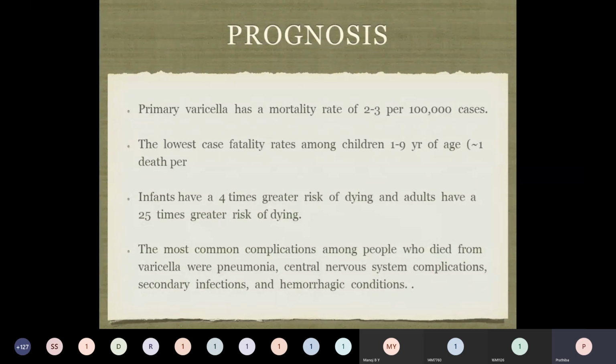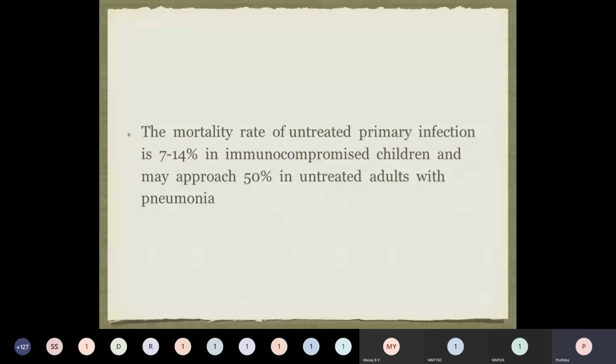The most common causes of death from varicella are pneumonia, central nervous system complications, secondary infections, and hemorrhagic conditions. If left untreated, the mortality from primary infection will be 7 to 14% in immunocompromised children and 50% in untreated adults with pneumonia.